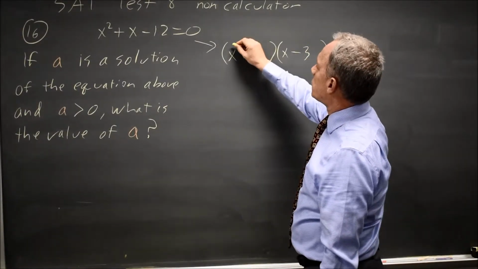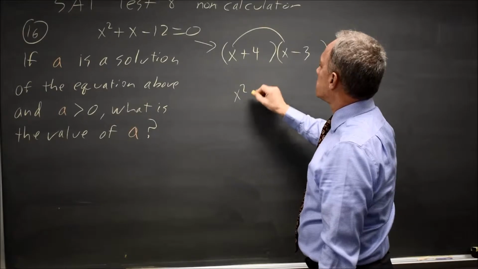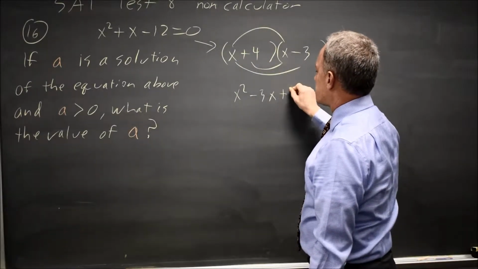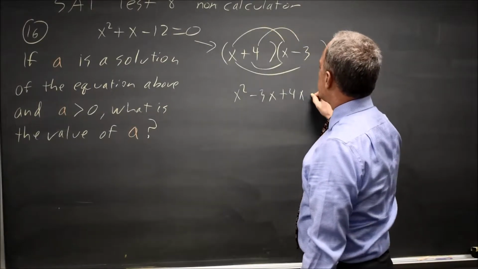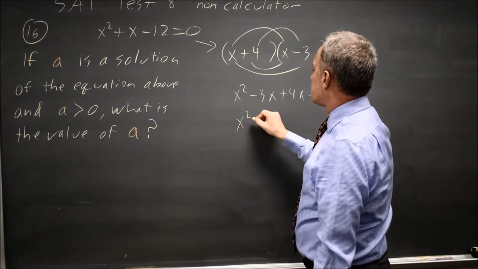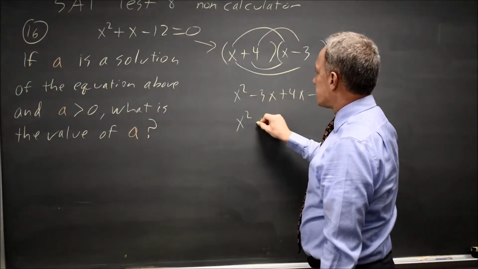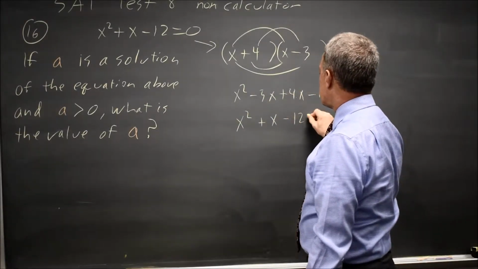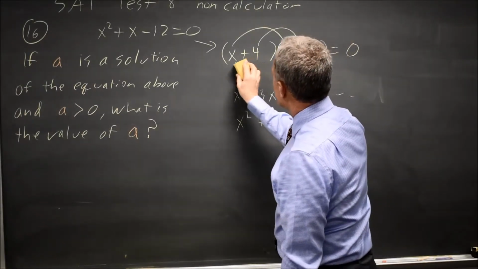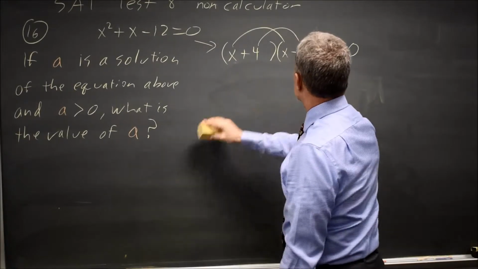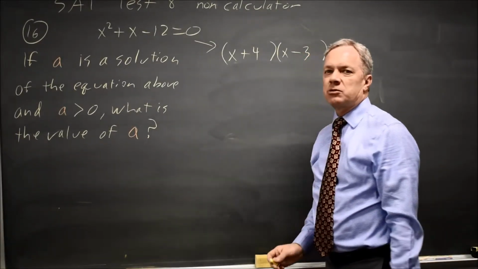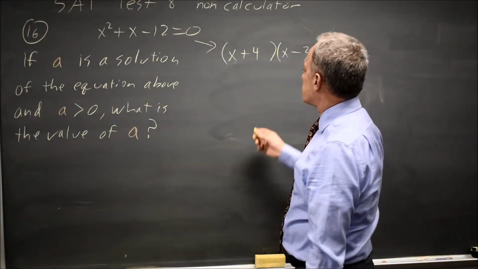Let's check that with FOIL. X times x is x squared. X times negative 3 is negative 3x. 4 times x is positive 4x. And 4 times negative 3 is negative 12. That simplifies to x squared, negative 3x plus 4x is plus 1x, minus 12 equals 0. So this factored form is equivalent. I factored correctly. You should at least check FOIL in your head, especially when you're under pressure, like with SAT.